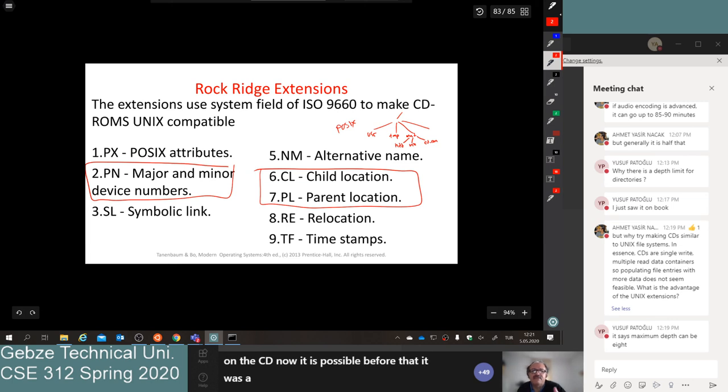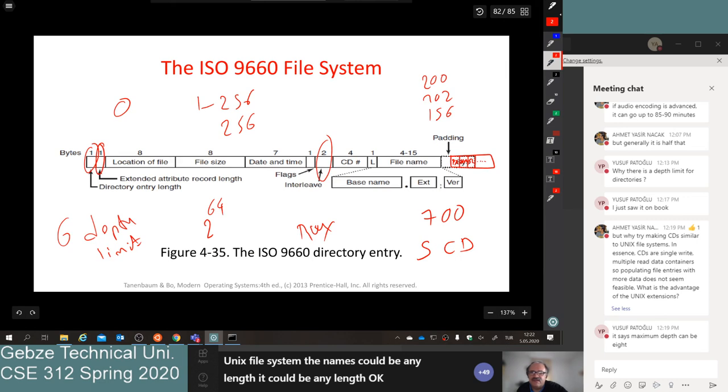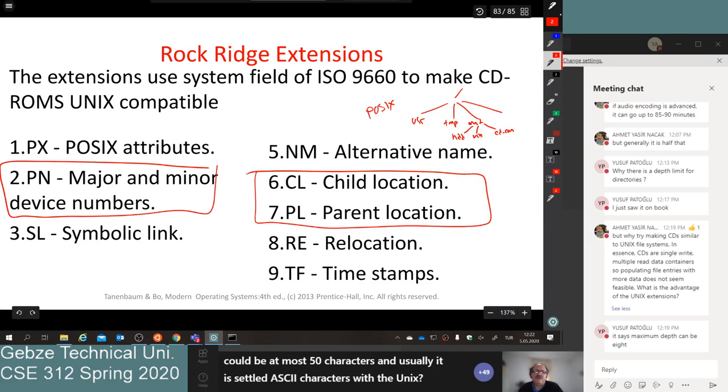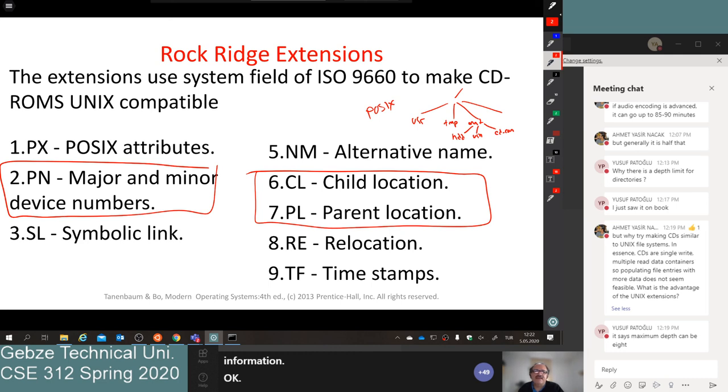Alternate name. Remember, in the Unix file system, the names could be any length. But with this one, the file name could be at most 15 characters, and usually it is standard ASCII characters. With Unix, the alternate name field provides you this information. So these are, again, the CD-ROM extensions for the Unix world.